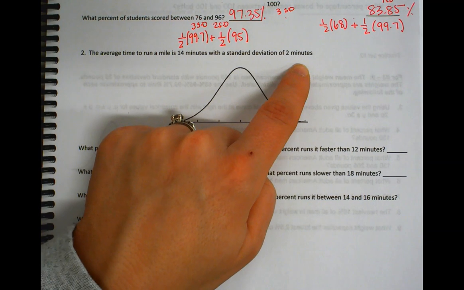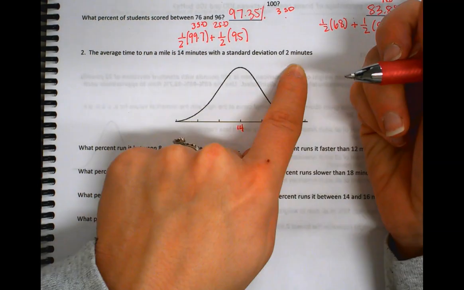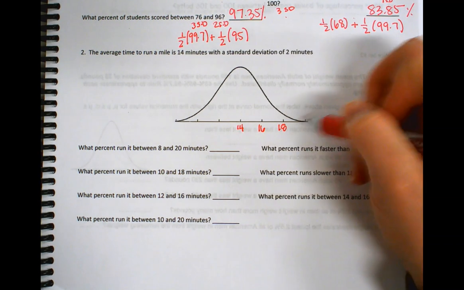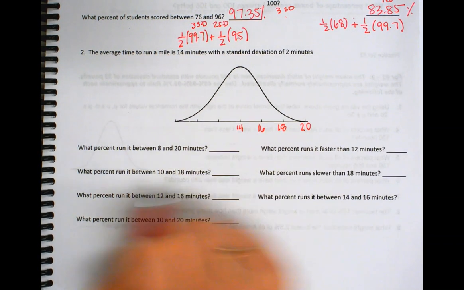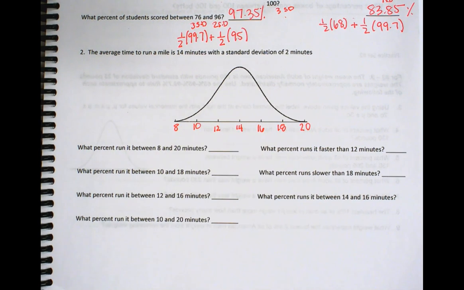All right, so it says the average time to run a mile is 14 minutes with a standard deviation of 2 minutes. So 14 is my average, that goes in the middle. And then with the standard deviation of 2, I'm going to add 2 going this way, and then I'm going to subtract 2 going this way. Subtract 2, subtract 2, subtract 2.